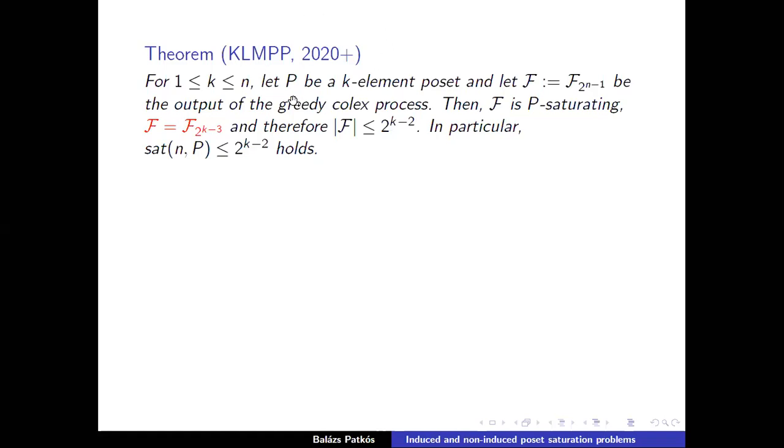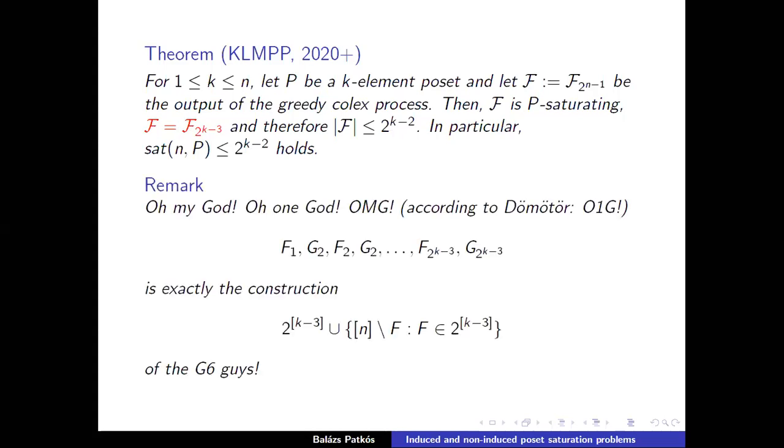And if this poset P contains k elements, then actually we could stop our process after pair number 2^(k-3). So all the remaining ones, no matter how large n is, most of the pairs will be untouched. After the pair 2^(k-3), nothing will be added. Because in every pair there are two sets, it's 2 times 2^(k-3), so we will have this bound 2^(k-2), which was promised in the theorem.